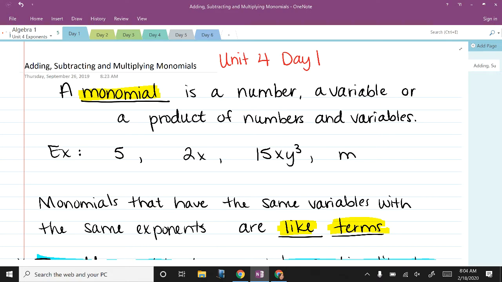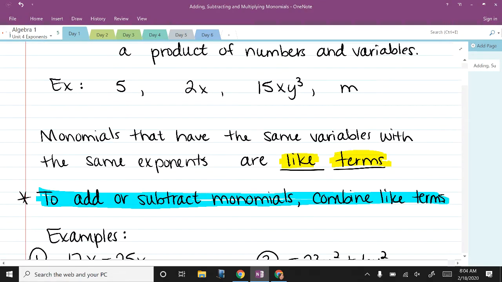Monomials that have the same variables with the same exponents are called like terms. So when we add or subtract monomials, we call that combining like terms. And we've done that before, haven't we? Yeah, we know all about combining like terms. So to add or subtract monomials, you're going to combine like terms.